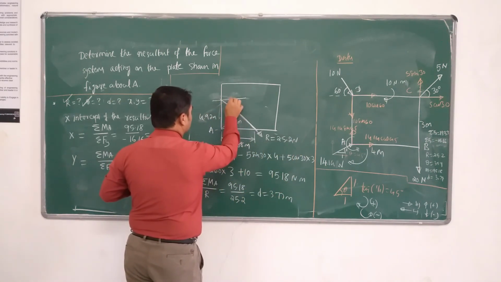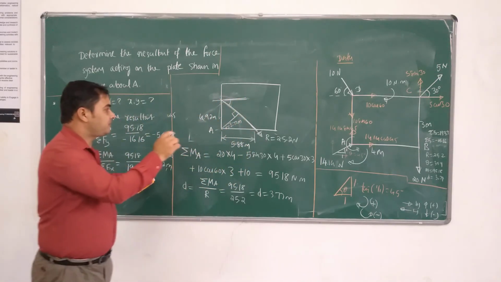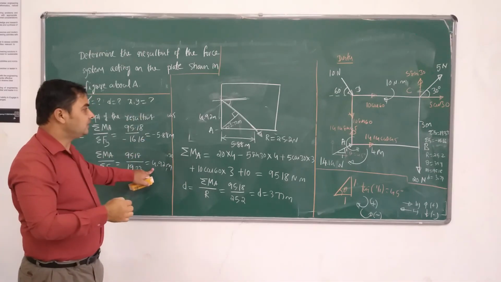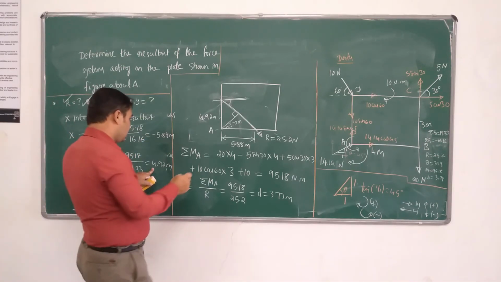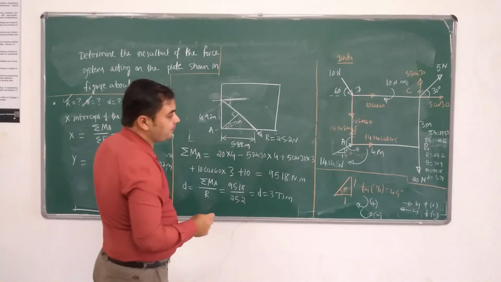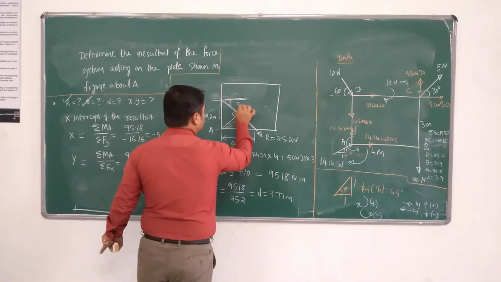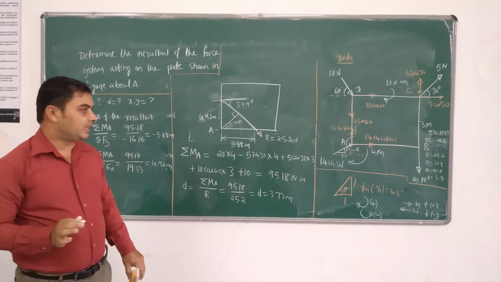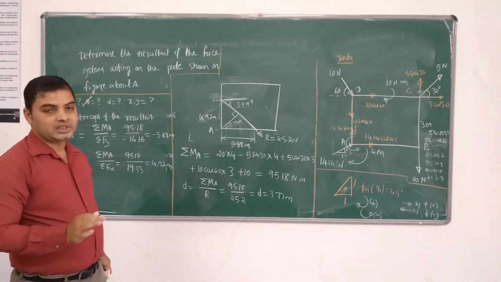And its inclination with respect to the horizontal direction. We always have to write the inclination with respect to horizontal, because we have used sigma Fy by sigma Fx in the calculation of theta. The theta value is 39.9 degrees. So this is the final diagram. So let's complete the problem.